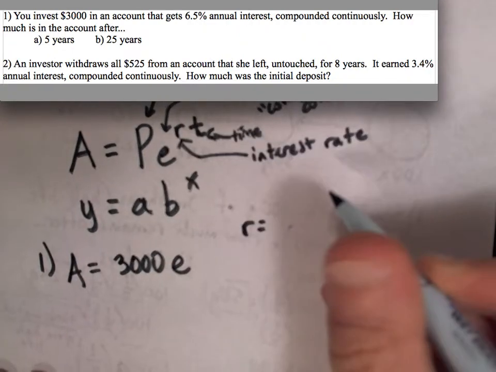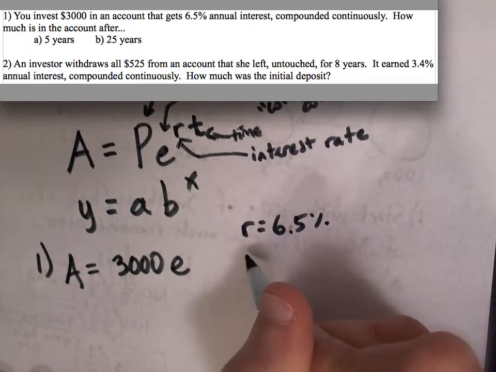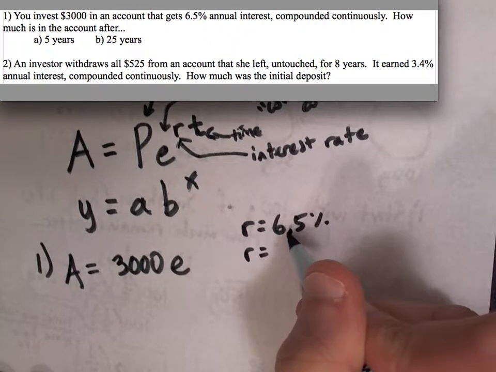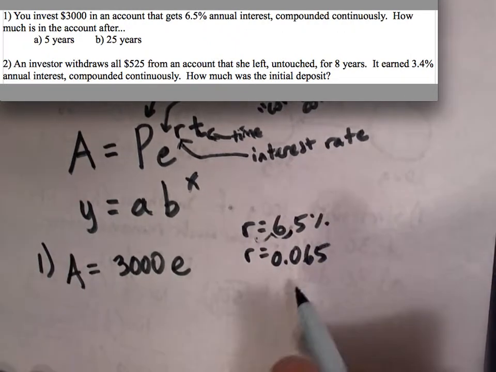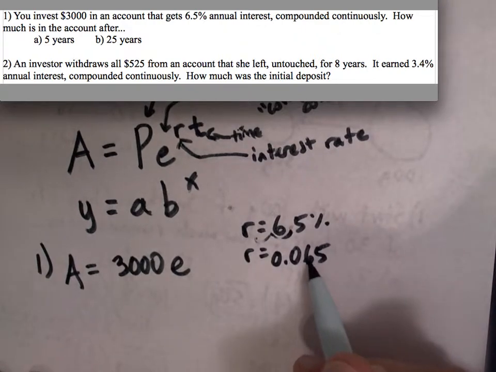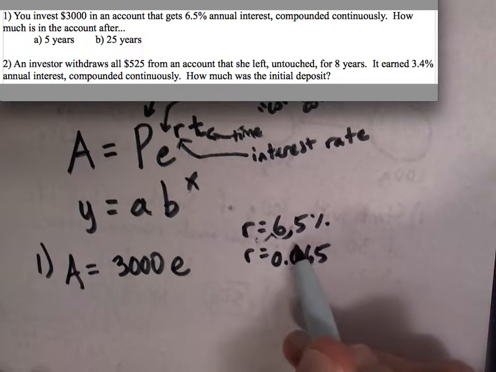Well, what is r? r is 6.5%. Remember to change it to a decimal. Move the decimal over twice, so 0.065. Remember, we don't add 1 to this. It's not b. We're not trying to find a b here. This is our b. This is our growth rate. It's e. So we don't need to change r at all.